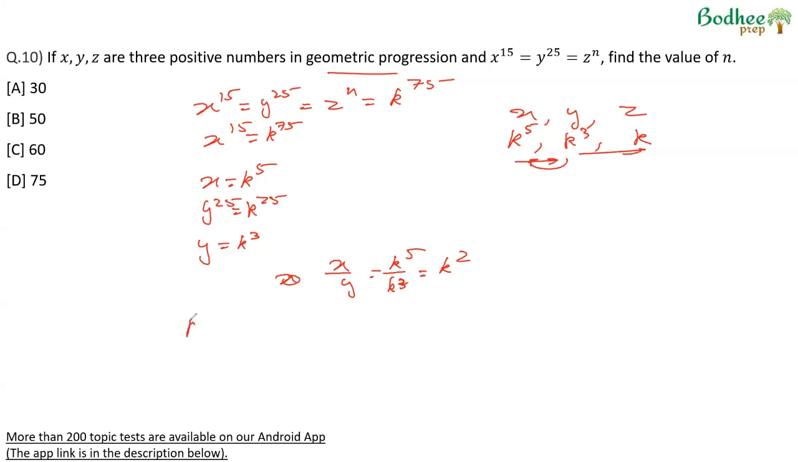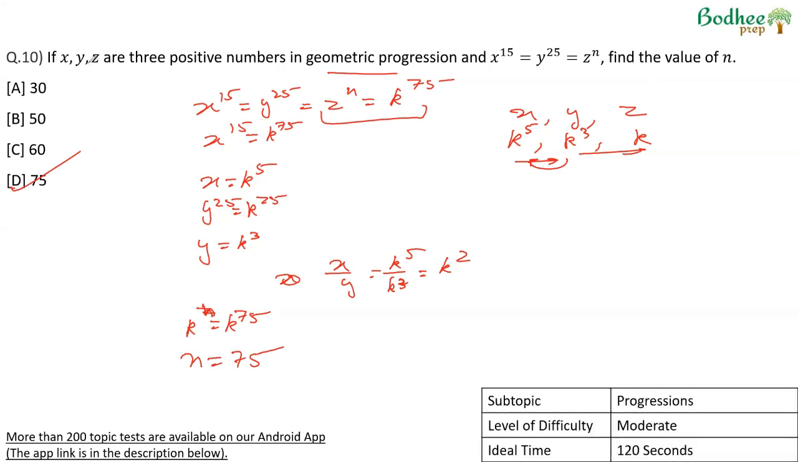Now, z raised to power n is equal to k raised to power 75 from here. And therefore, k raised to power n is equal to k raised to power 75, which means n has to have a value of 75. Option D becomes my answer. I think easy to moderate question. Solving time should not be very high. Cracking 75 is the challenge. Once we do that, the question is straightforward.